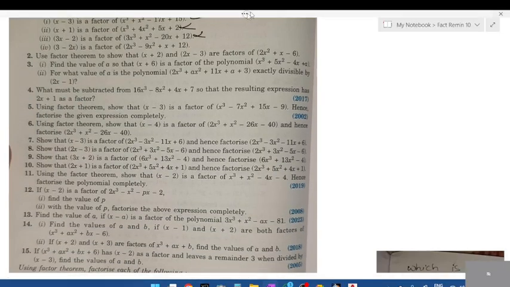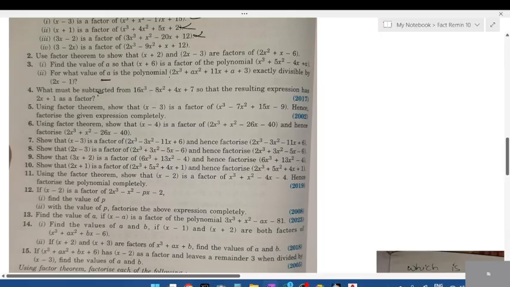Tell me the second one, Mariana. Read out the second one. What is given? Okay, for what value of a? What do you mean by that? For what value of a? What are they telling us to find?